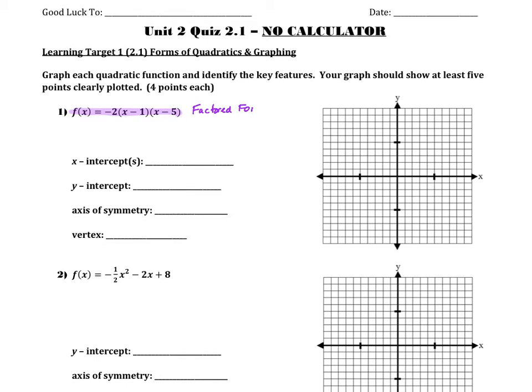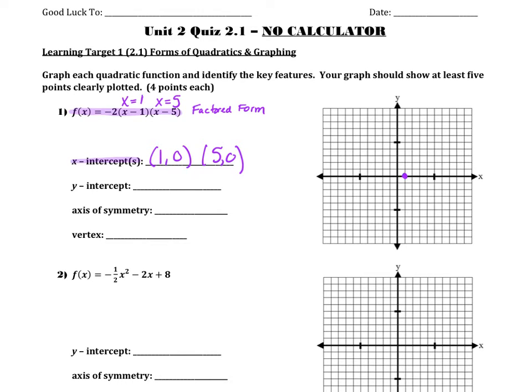When it's in factored form, what factored form gives us is our x-intercepts. And we get it by doing the opposite. So if it's x minus 1, it's x equals positive 1. And if it's x minus 5, it's x equals 5. So my two x-intercepts are going to be 1 and 5.